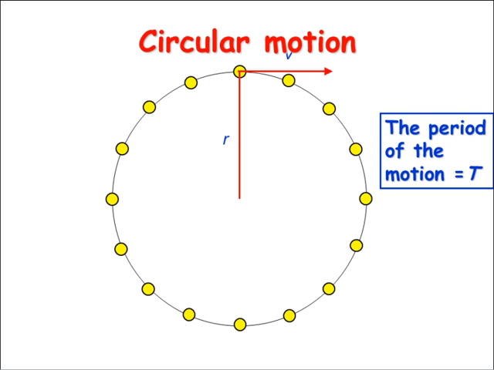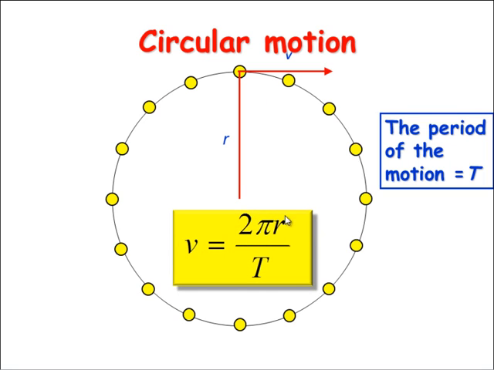The period of the motion is given the symbol T, and that is the time for one complete cycle. Velocity would be distance divided by time, so we've got 2 pi r, which gives us the circumference of a circle, and T being the period of that orbit. So velocity, distance over time, is 2 pi r over T.